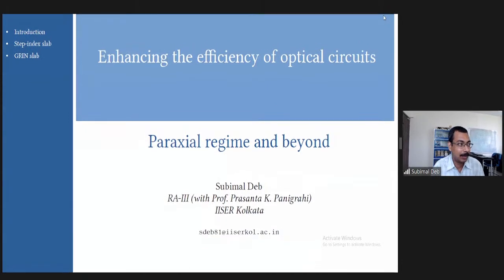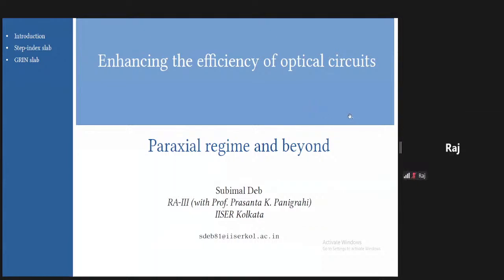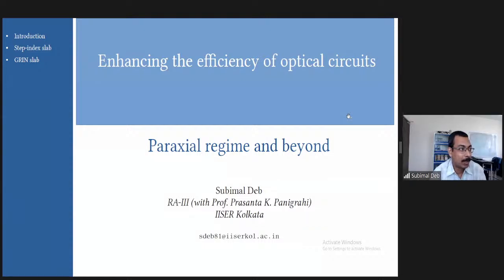Today I'll begin my talk in the afternoon session. This is not much to do with the quantum optics formulation that we have been having in all the talks so far. This is rather about improving the efficiency of optical circuits, and for that we will take a look at 2 simple geometries of waveguides. One is a step index slab and another is a graded index slab, and we will look at them in the paraxial and the non-paraxial regime.